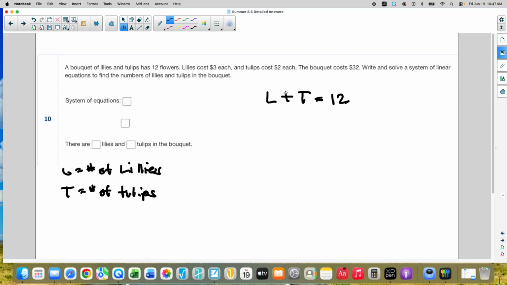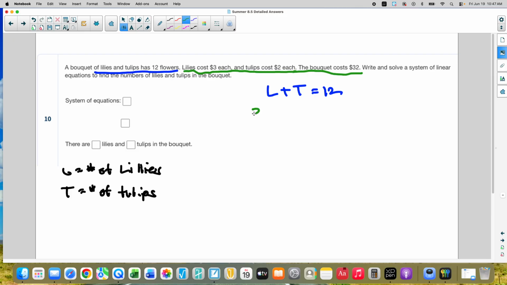So the number of lilies plus the number of tulips should equal 12 total flowers. That was this equation, L plus T equals 12. And then we're going to take this equation with this piece of information: if each lily costs $3, so 3 times the number of lilies plus $2 times the number of tulips should equal the total cost. And that's how we create two equations to create a system.